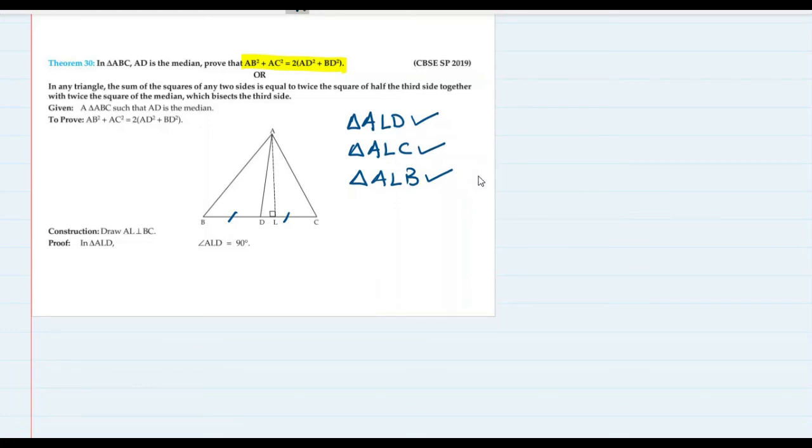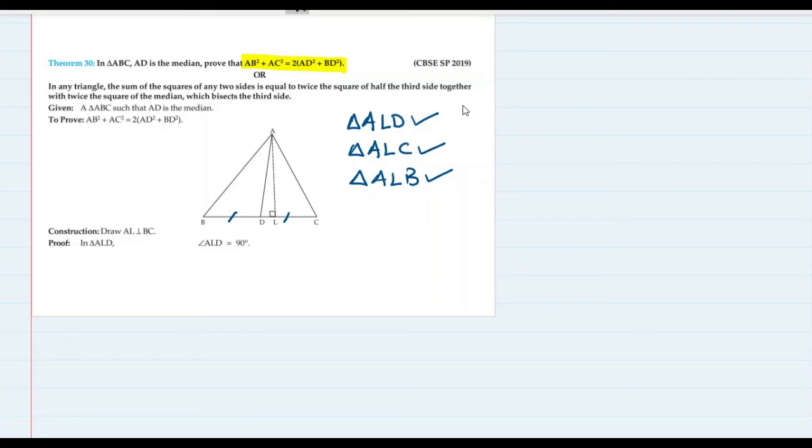Correct? And we also have BD square, but that will be taken care of. That's not important as of now, because BD is not part of any right angle triangle. First, we need to figure out which are the right angle triangles. Then we have to think about how to bring BD into our proof. That is a question which will be answered slowly.